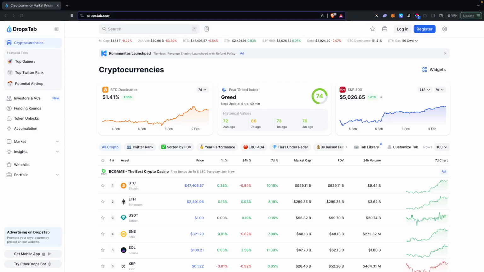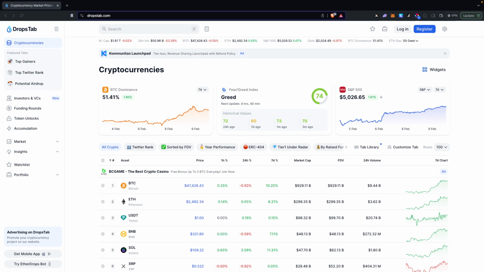So today I want to show you guys how I find the airdrops, and how I do my research on which airdrops to farm and which ones to actually take seriously, because there are a lot of scammers out there. So this is the website I mainly use.